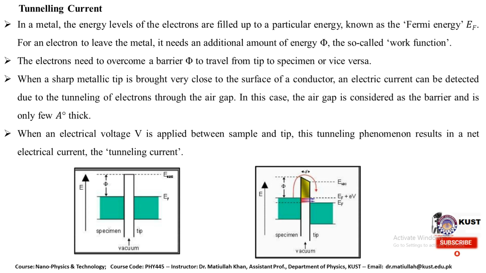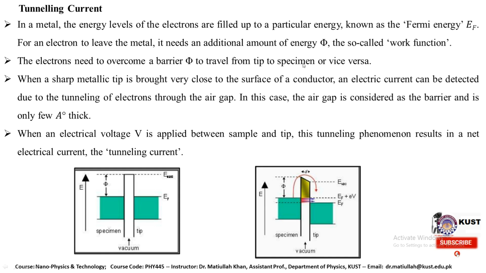In this case, normally we say that there is a specific work function for each metal, and work function is the minimum amount of energy that is required for an electron to leave the metal surface. So the electron needs to overcome a barrier, that is a work function, to travel from the tip to the specimen. And similarly, if an electron wants to move from the specimen to the tip, again it needs a work function.